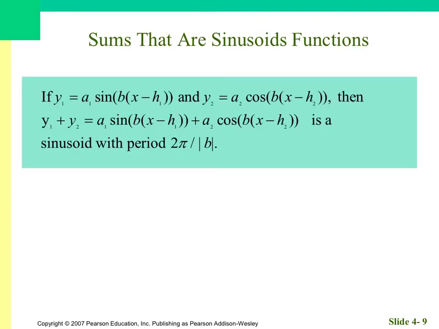So here, if y1 is a times sine and y2 is a cosine, then y1 plus y2 is a sinusoid with period of 2 pi divided by 8. So here's the thing. B has to be the same in order to still be a sinusoid. Okay? If they have a different period, it is not sinusoidal.